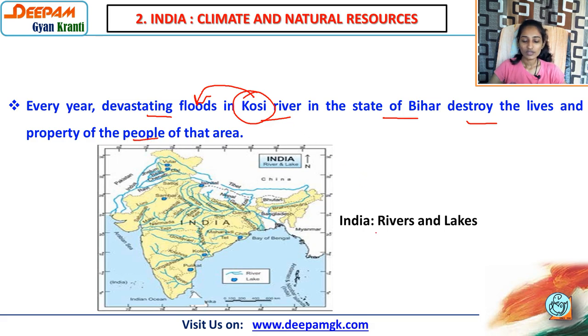You can see here in the map, India, rivers and lakes. This blue line shows the rivers, and this kind of symbol indicates a lake. You have this in your textbook also. You can see here Indus, Jhelum, Bias, Chenab, Ravi, Sabarmati, Luni, Narmada, Tapi, Tungabhadra, Kaveri, all of these. Here Sambhar Lake, Pulikat Lake, like that.